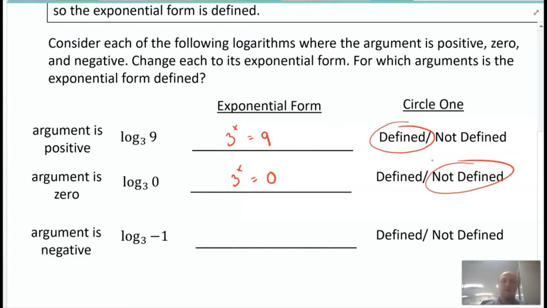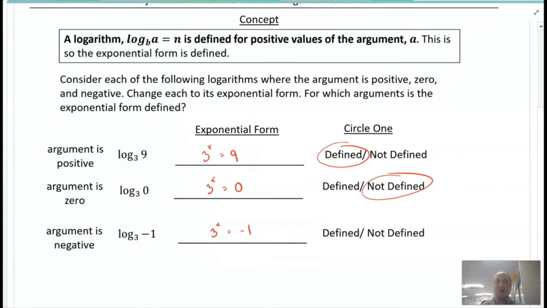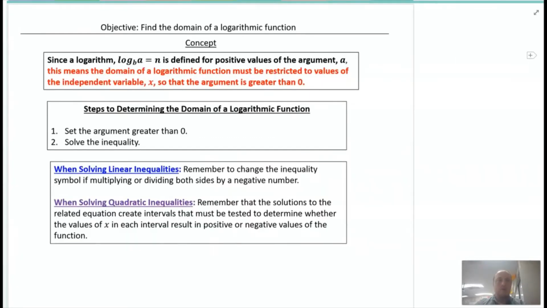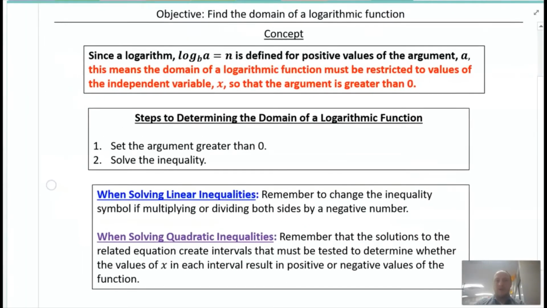And then what if the argument is negative? Again, if I have an exponential function without any transformations given, there's no way to get a negative value. Okay, so it's important to note that a logarithm, log base b of a, is equal to n, where our argument must be positive, or greater than 0, okay?